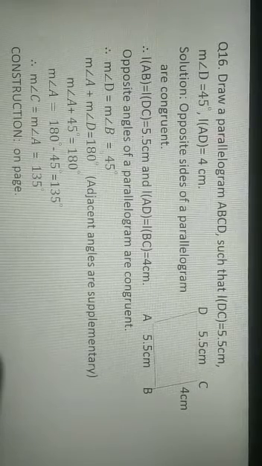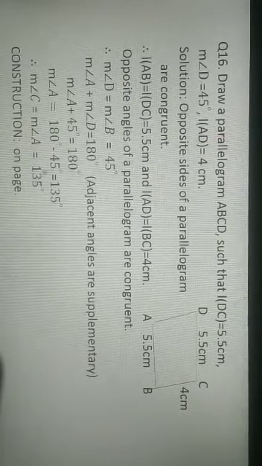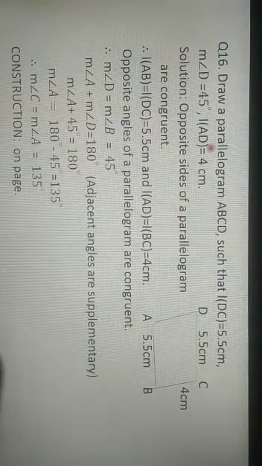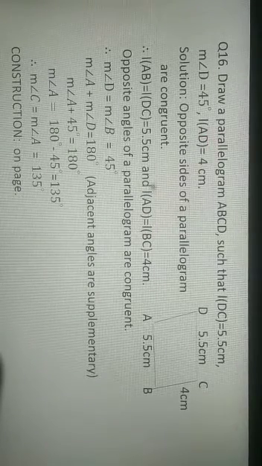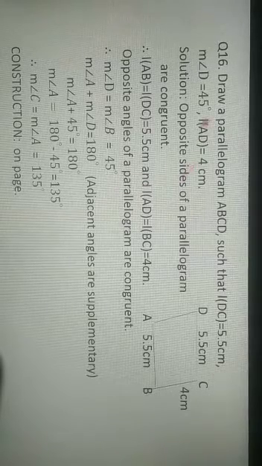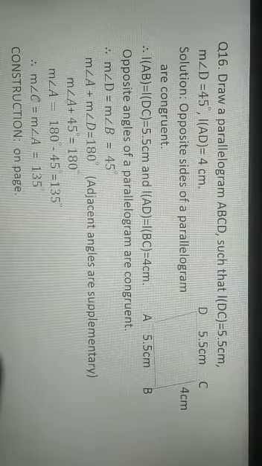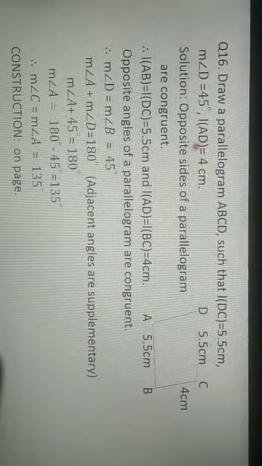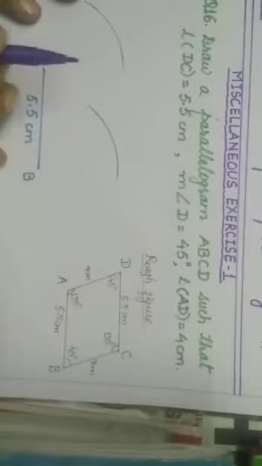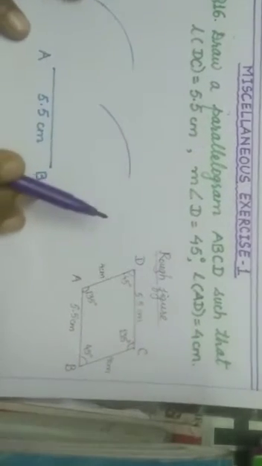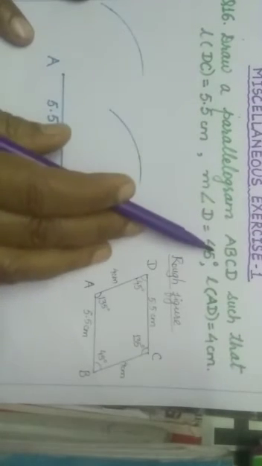Now we have written the written part of this figure. Now we have to construct also. So we have drawn and we have written the important information about the figure, and now we will do the construction of this question on page. Children, question number 16. On page we will do the construction. Draw a parallelogram ABCD.